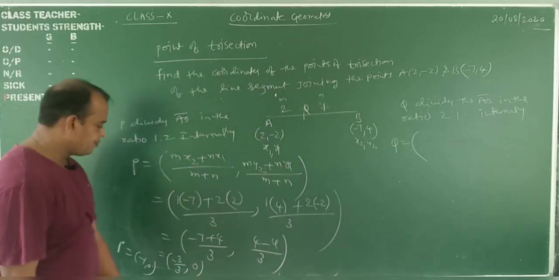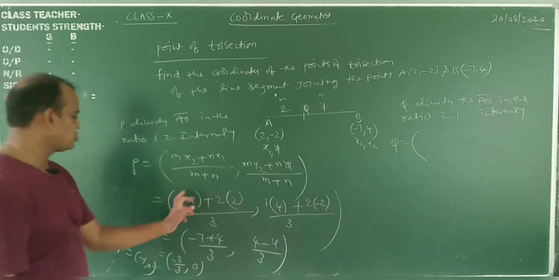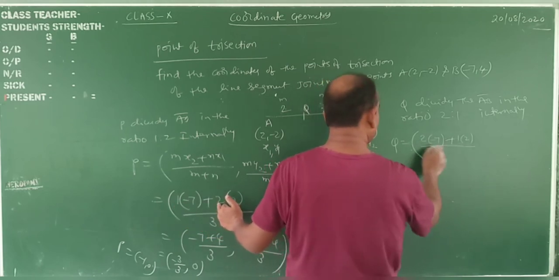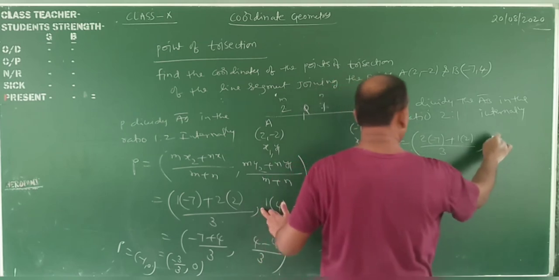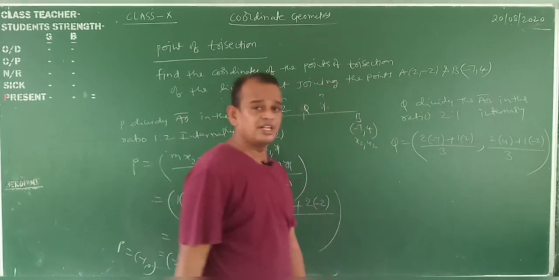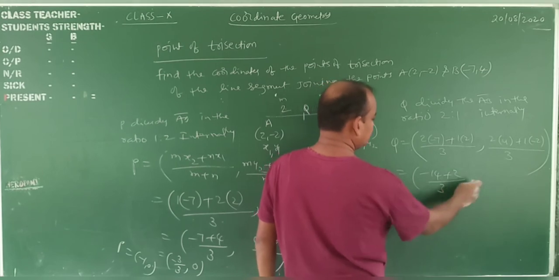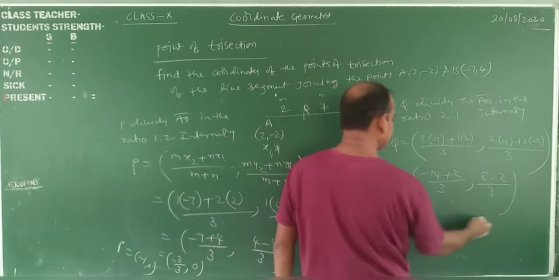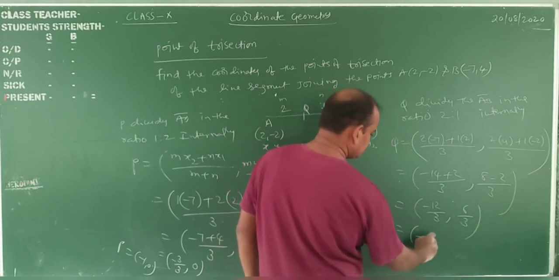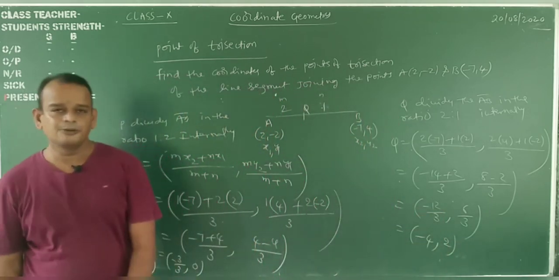Now substitute the m, n values. All are the same; only 1 and 2 change. m and n change. 2 into -7 plus 1 into 2 by 3, comma, 2 into 4 plus 1 into -2 by 3. Same line segment, no change in A and B. Only the ratio will be changed. So Q is (-4, 2). Okay.